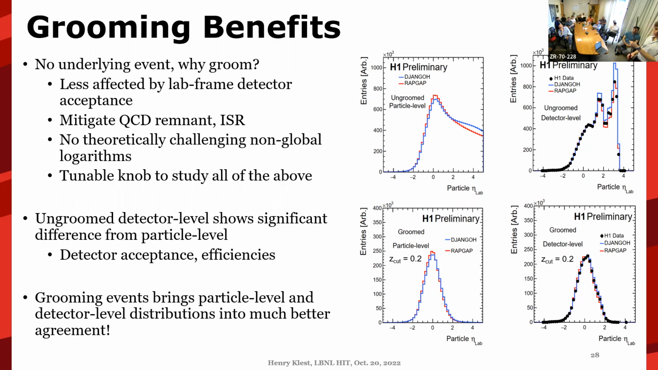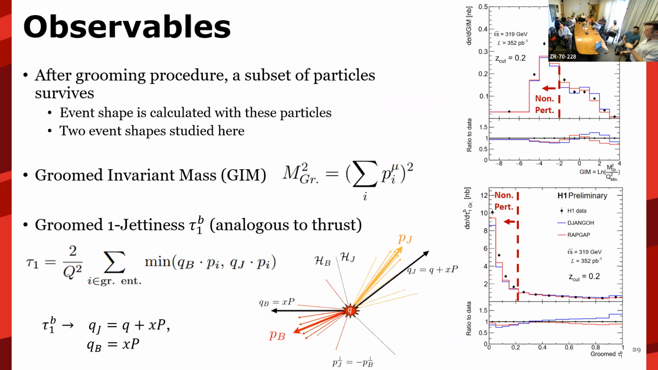Okay, and then additionally, you get a tunable knob. You get Z cut where you can set it low and see what happens, and you can set it high and see what happens, which is kind of nice. So the actual observables that we're looking at here are two. We have the groomed invariant mass, which is just the invariant mass of whatever survives the grooming. And then we also have the groomed one-jettiness, which is more or less the thrust that I was describing earlier. It's basically the dot product with this q_J, which is basically just the direction of the exchanged virtual photon.